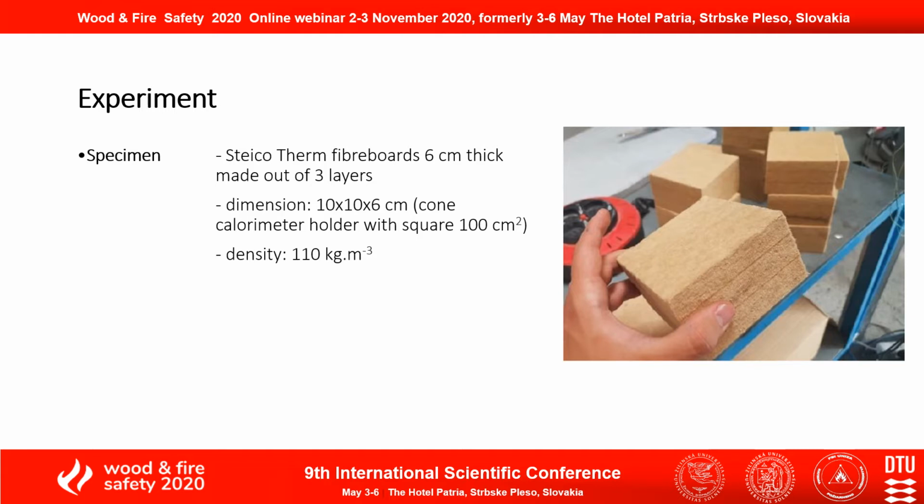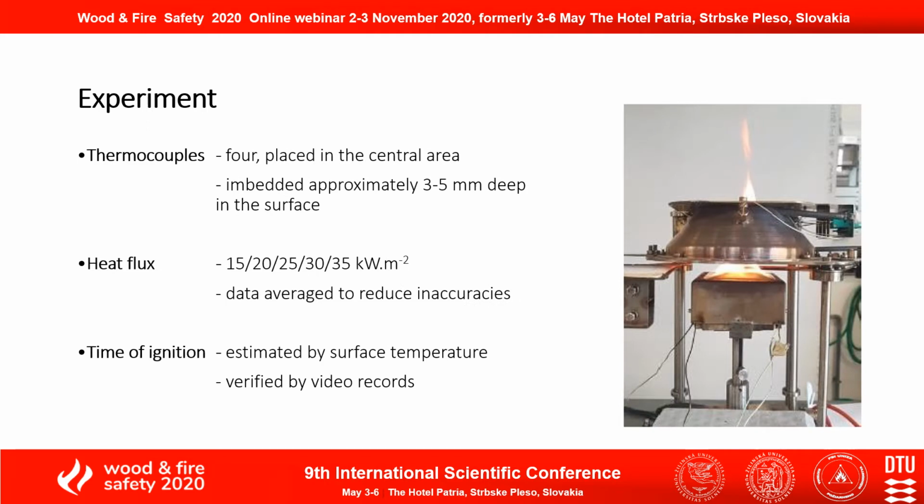Boards were sawed to 10 by 10 by 6 cm specimens as demanded for the cone calorimeter holder, with a square of 100 cm squared surface area exposed to heat flux from the cone. The density of the specimens was measured to be 110 kg per cubic meter. 4 thermocouples were placed in the central area of the exposed surface. Thermocouples were embedded approximately 3 to 5 mm deep in the surface to prevent them from leaping above the specimen.